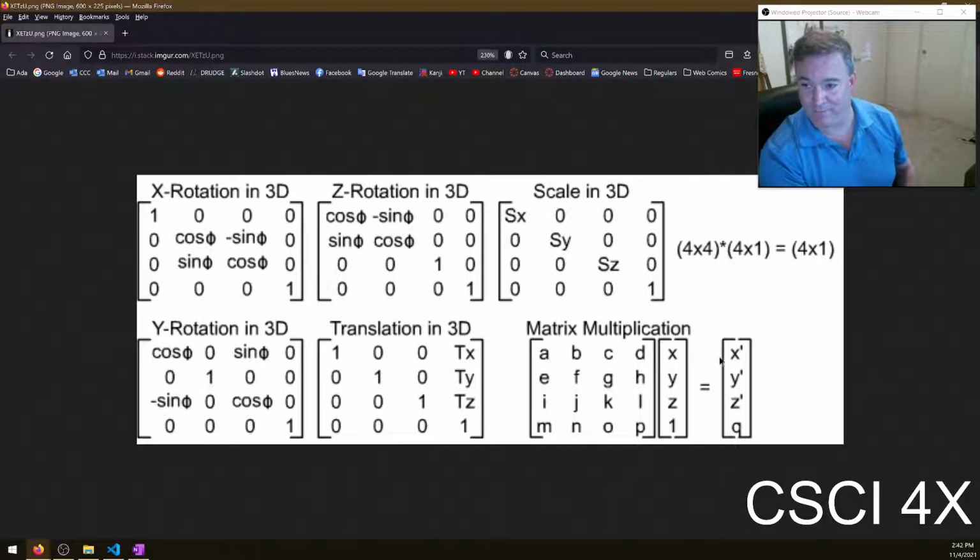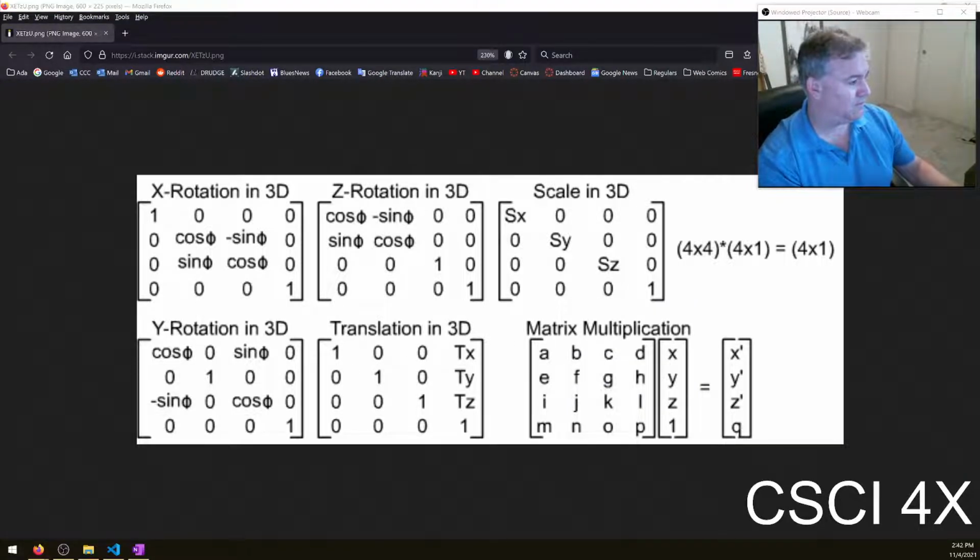I don't know how this is helpful, but I'll copy this onto Discord for you. There you go.